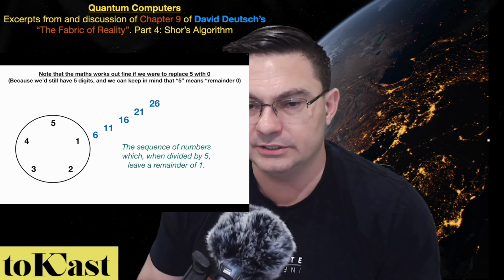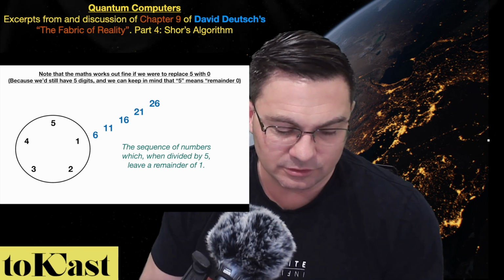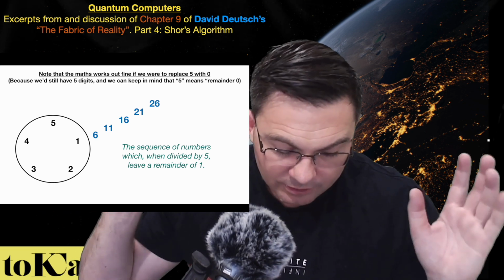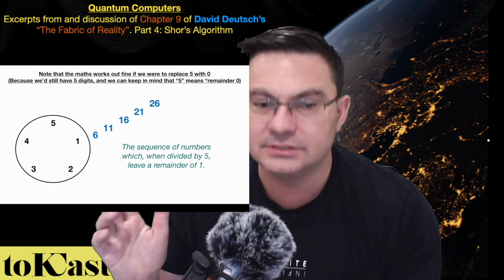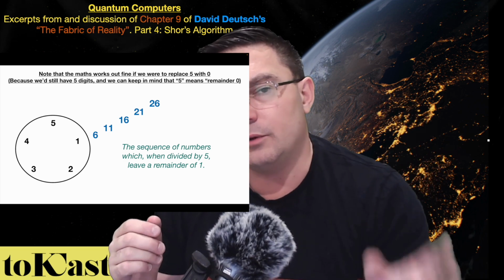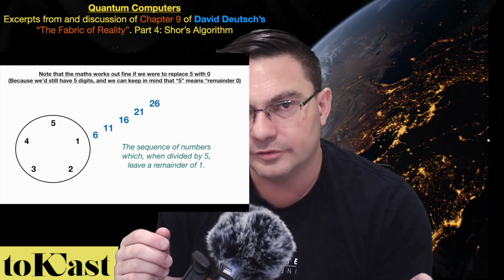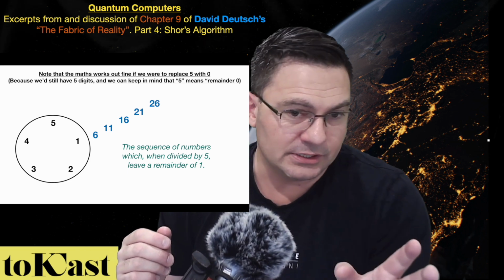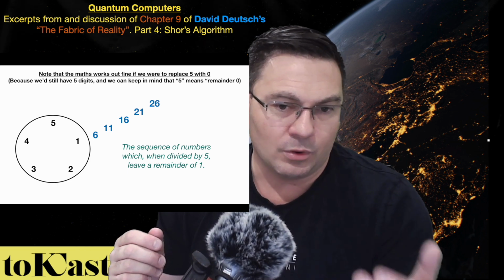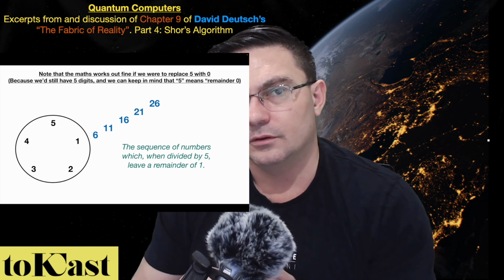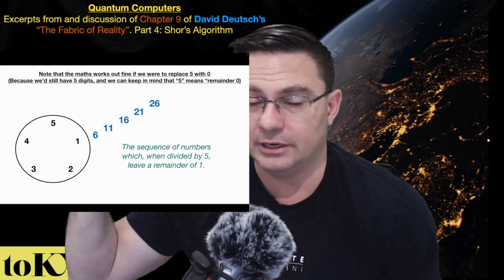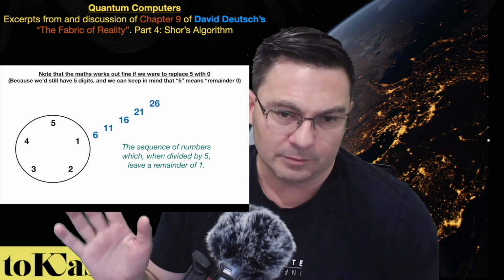Already we can see periodicity in the case of the multiples of 5: 5, 10, 15, 20, 25, 30. The numbers 11, 16, 21, 26 all have a remainder of 1. And notice the final digit there: 1, 6, 1, 6. That's got a period of 2. It's repeating every 2 numbers. We're going to come back to that.